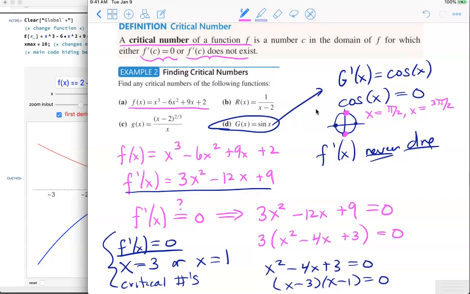Okay, so there are your two critical values, but cosine has an infinite number of critical values every pi over 2. So every pi over 2, you're going to keep getting 2 pi multiples of pi over 2 or 3 pi over 2.